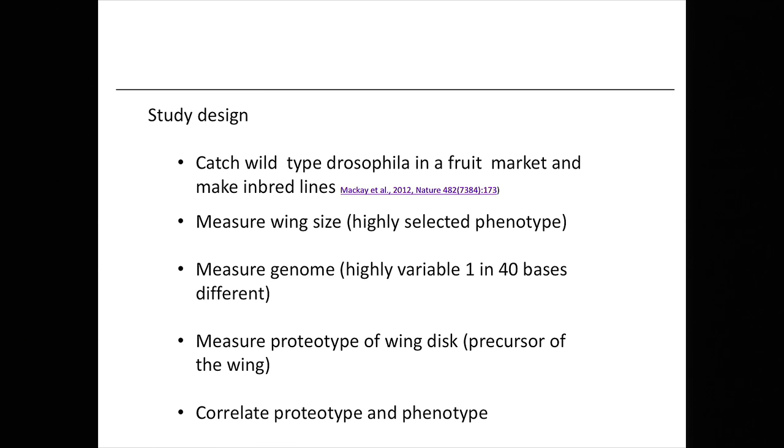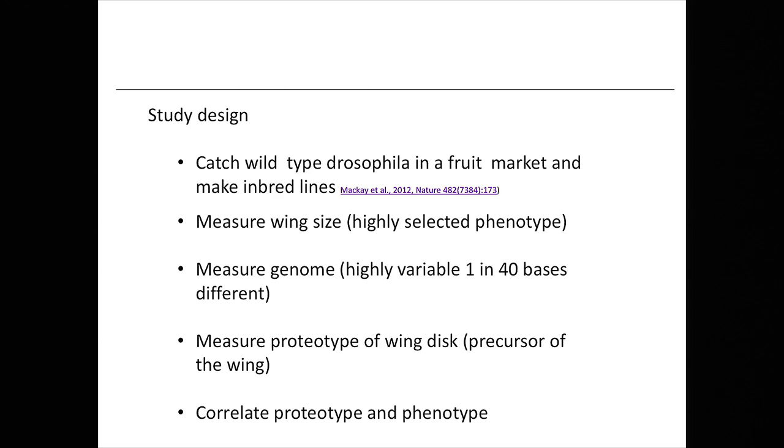Sibylle measured the wing size of the animals from these strains, and we chose wing size because it's highly selected. Flying for a fly is extremely difficult, and if there is a difference in the wing, or the wing is too big, or not moving enough, or has a weird shape, the fly will not be able to fly, and not flying for a fly basically means it's dead. I mean, it gets eaten, it cannot find food. So it's a highly selected phenotype.